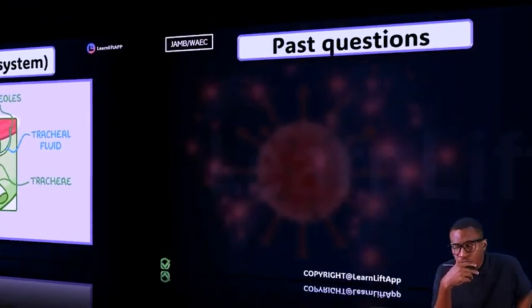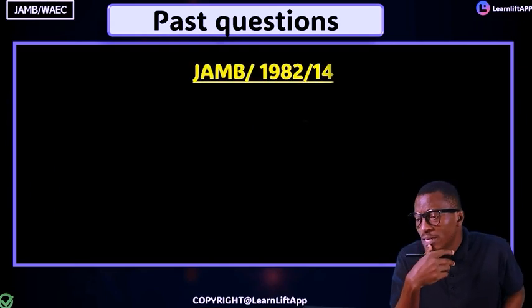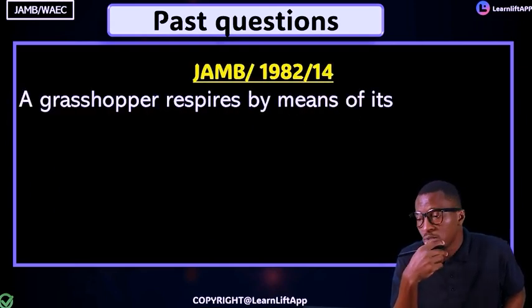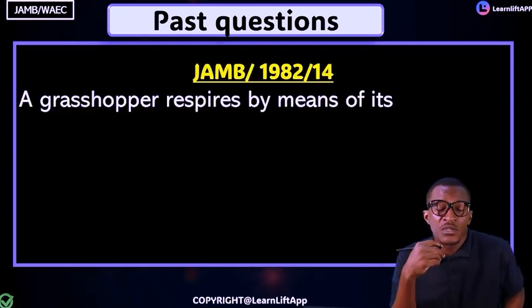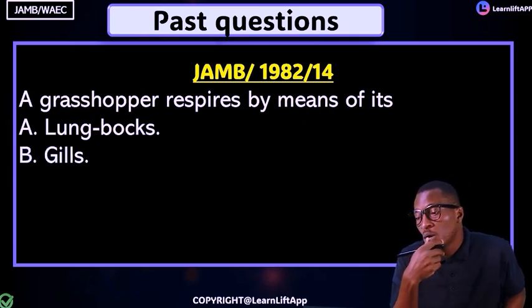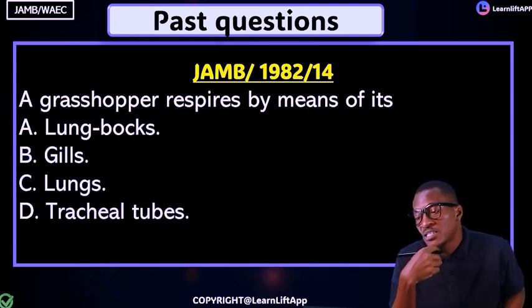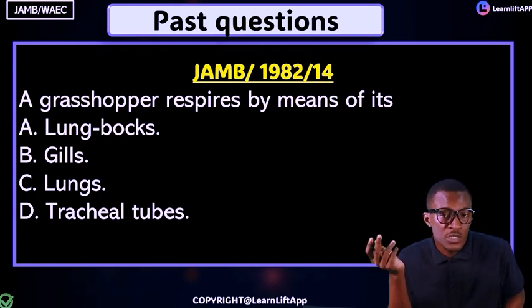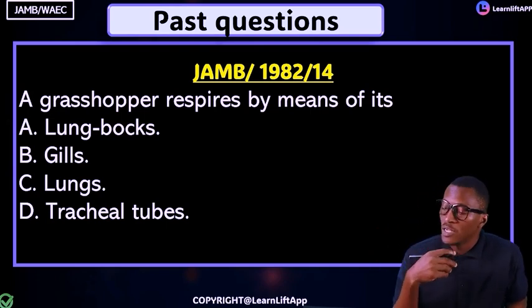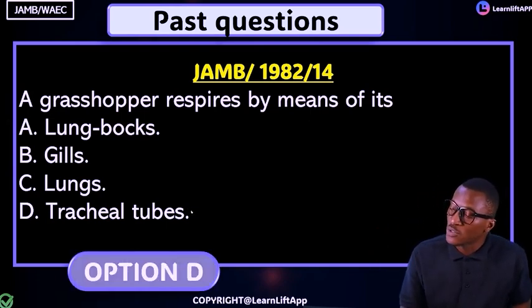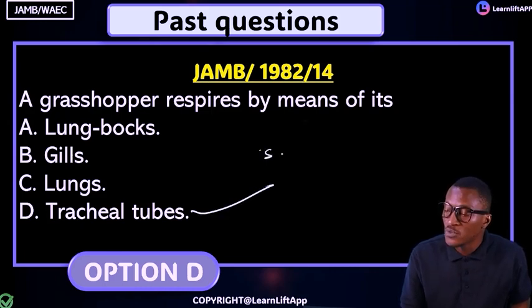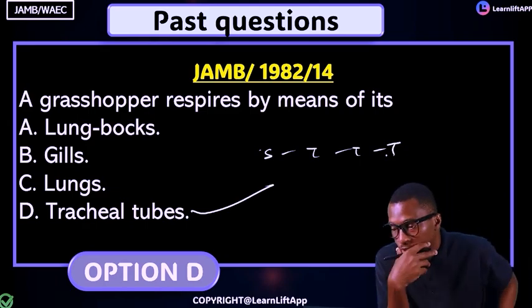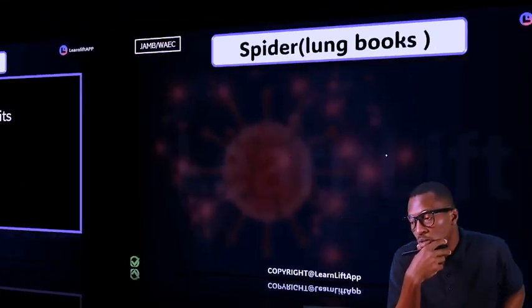Do you understand that? Let's see one or two past questions. JAMB 1982 question 14. Grasshopper respire by what? Option A says book lung, then gills, lungs, and tracheal tubules. What do they respire by? The answer is your tracheal tubules. We start from spiracles to trachea, trachea to tracheolus, tracheolus to tissue, making option D the answer.